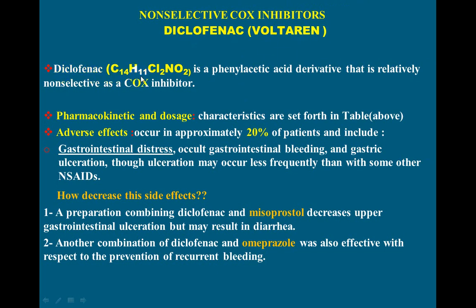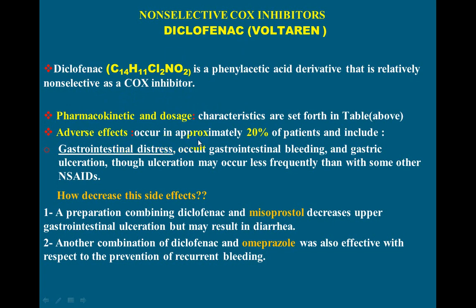Diclofenac, its structure is C14 H11 Cl2 NO2. It is a phenyl acetic acid derivative that is relatively non-selective as a COX inhibitor. Pharmacokinetics and dosage were discussed in the previous lectures, in the lectures on aspirin. What about the side effects of diclofenac?